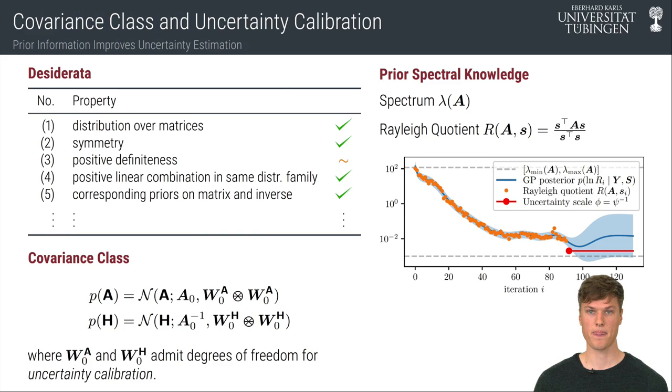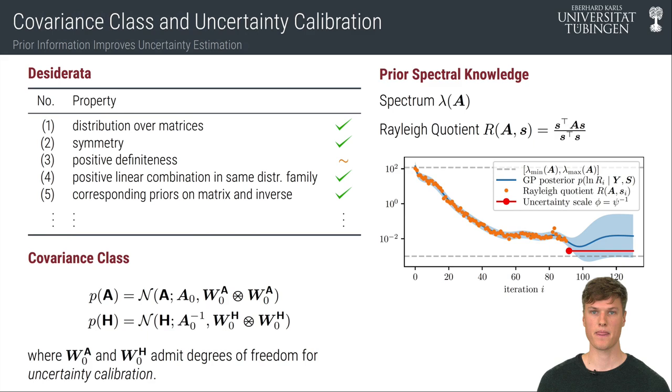We began by outlining a set of first principles for these types of solvers and then derived a covariance class from them, which fulfilled as many properties as possible. Now, it turns out that this covariance class still has degrees of freedom which are analogous to hyperparameters in a kernel, for example, in Gaussian process regression. And you can use these degrees of freedom for uncertainty calibration. And in this work, we show how you can use either prior spectral information to do this, or actually use already collected quantities during a run of the algorithm to calibrate uncertainty.